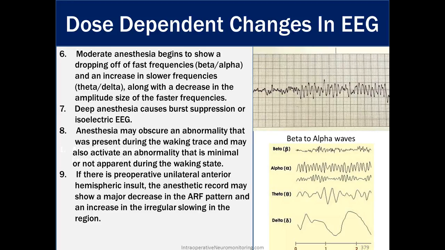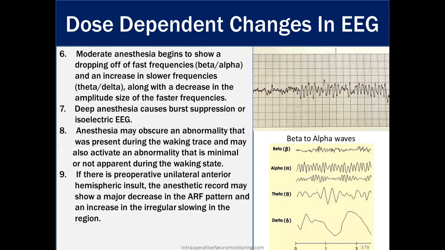If there is a preoperative unilateral anterior hemispheric insult, the anesthetic record may show a major decrease in the ARF pattern and an increase in the irregular slowing of the region. And here we have the waves and what they look like as far as amplitude size and speed. So beta is the fastest, which actually has a smaller amplitude than alpha. So when we're moving from different frequencies from beta to alpha, we will see an increase in amplitude size.